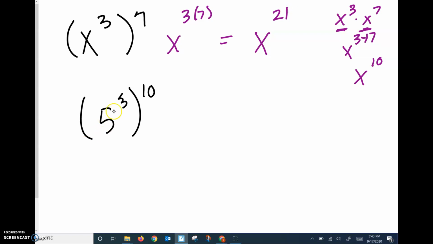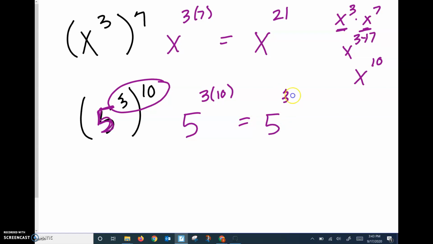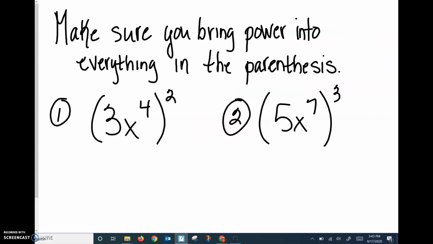Okay, and the next one, the base right here is a 5. So we have 5, and now what do we do with these exponents? It's a power to a power. So we're going to take 3 times 10. So we have 5 to the 30th. Okay, so you add exponents when you're multiplying, and when it's power to a power, we multiply those exponents.